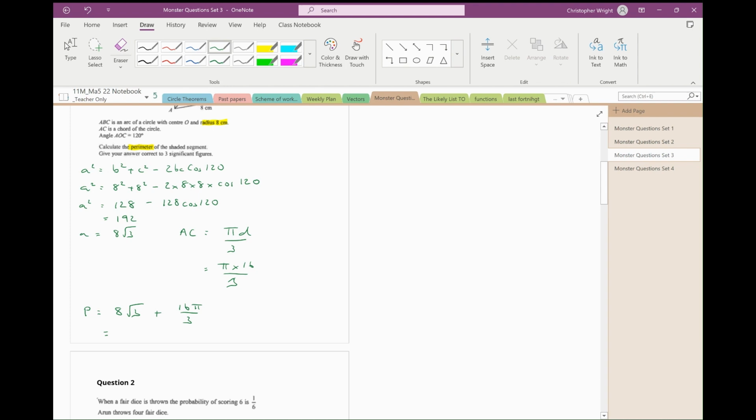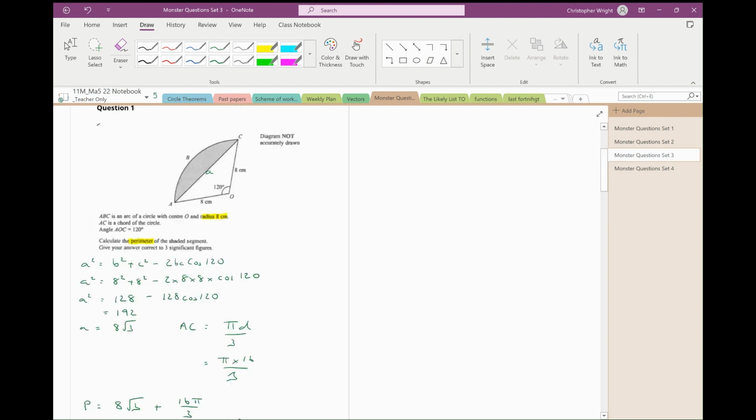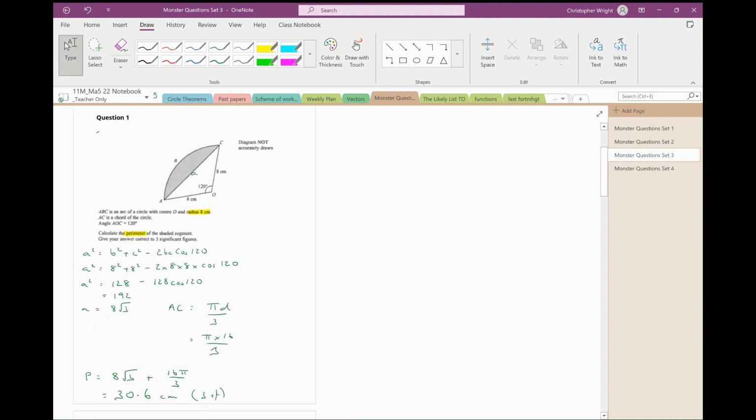And I'm asked to give the answer to 3 significant figures. 16 times pi divided by 3. This gives me the answer 30.6 centimeters to 3 significant figures. Okay, that's question 1.